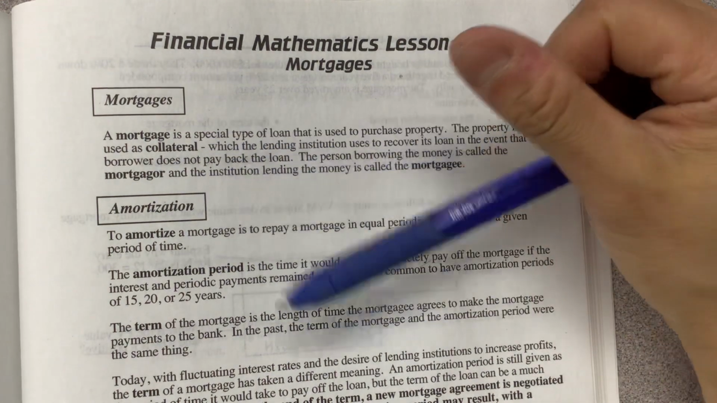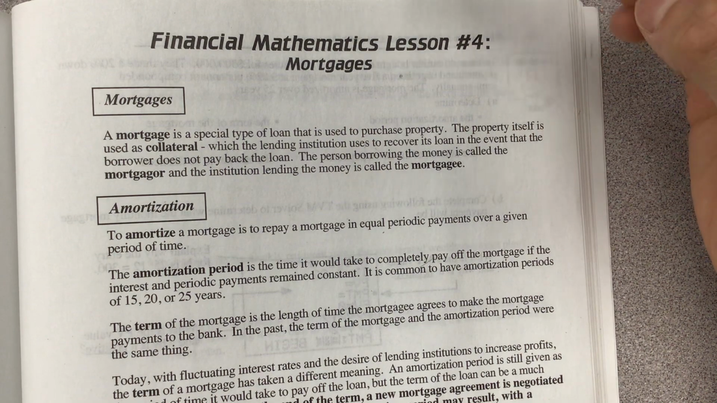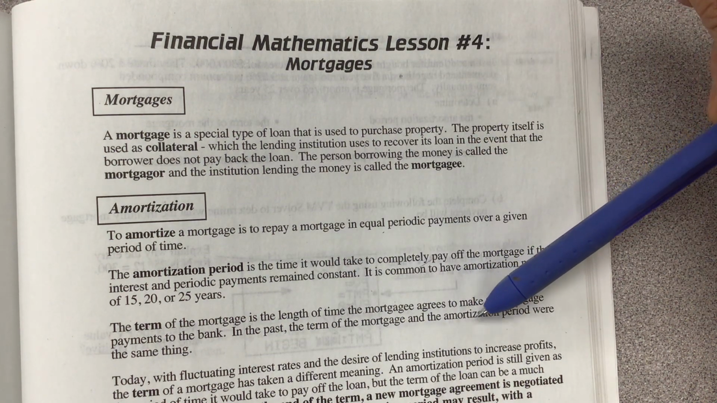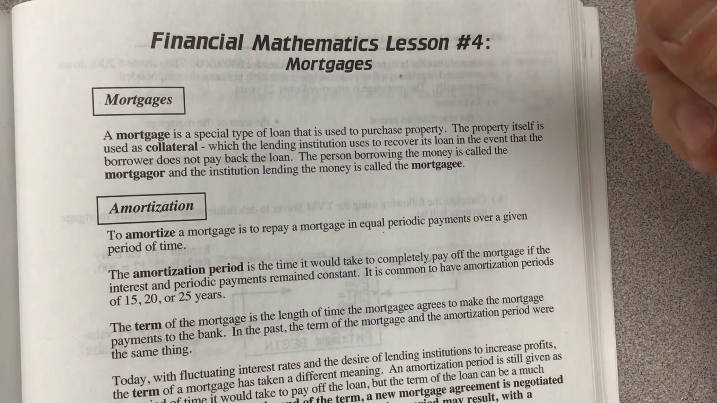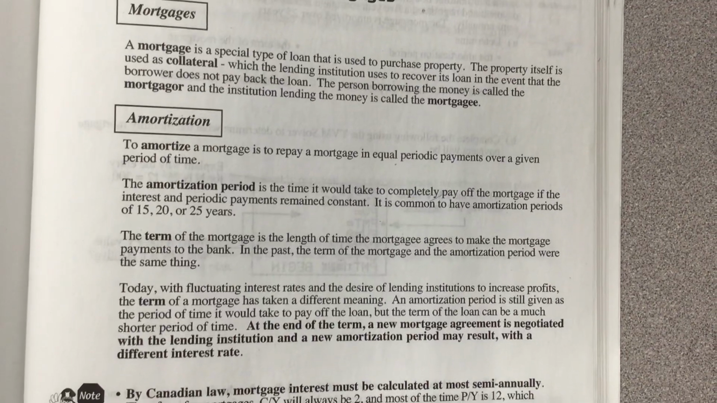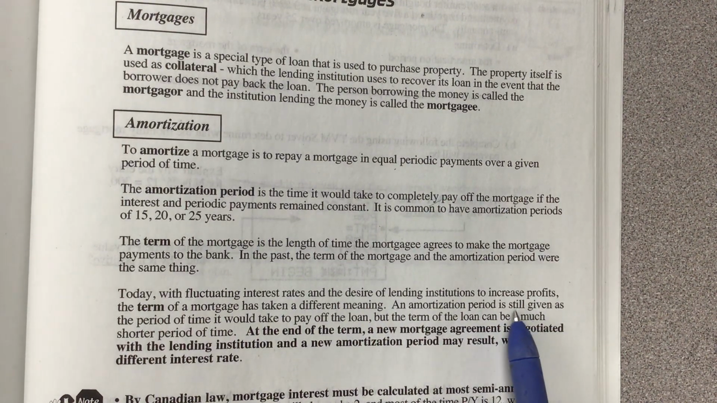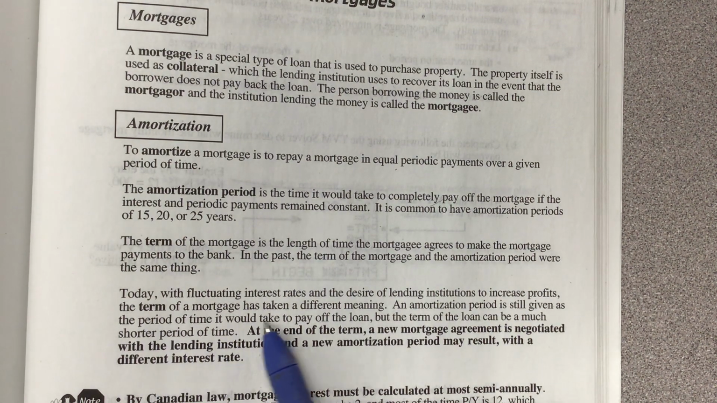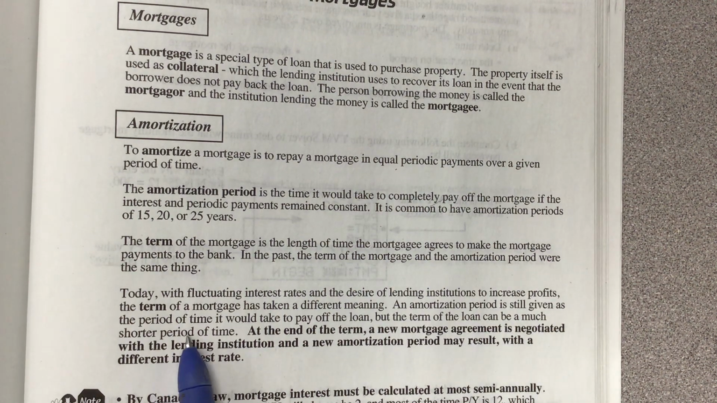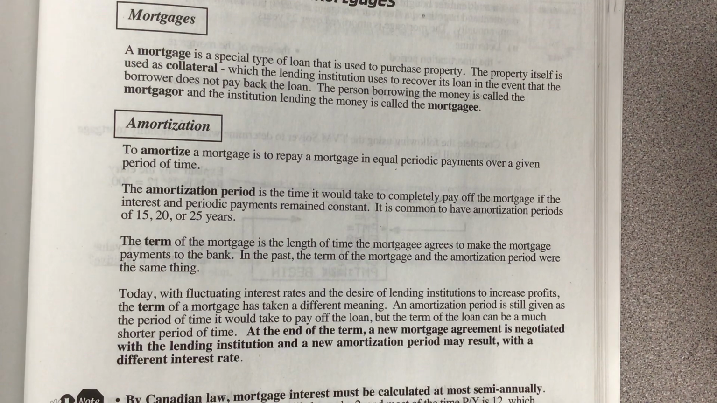The term of the mortgage is the length of time the mortgagee agrees to make the mortgage payments to the bank. In the past, the term of the mortgage and the amortization period were the same thing. It's different today, however, because we have fluctuating interest rates and the desire of lending institutions to increase profits. The term of a mortgage has taken a different meaning. An amortization period is still given as the period of time it would take to pay off the loan, but the term of the loan can be a much shorter period of time.